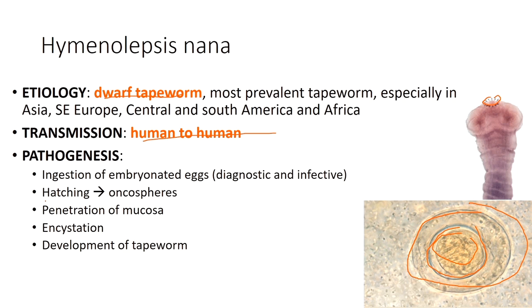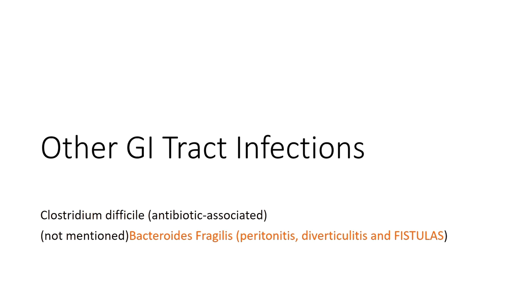So hatching, these are oncospheres. They embryonate eggs and form these oncospheres. And it penetrates the mucosa, and eventually there is development of this tapeworm. And we then are going to spit out more eggs, and that can further infect other people. So we have other GI tract infections.